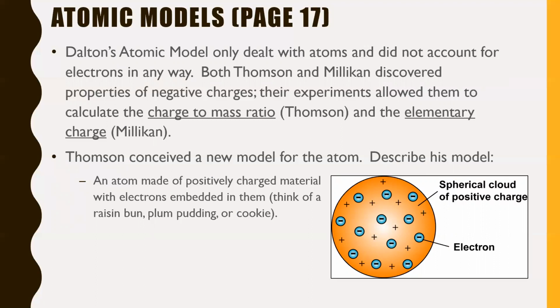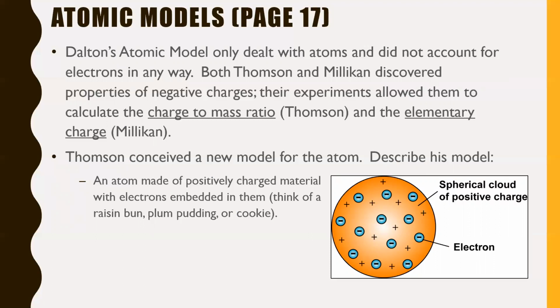We can start with Thomson's model. I know yesterday we started with Dalton's model, but Dalton's atomic model only dealt with atoms and didn't account for electrons in any way. It just thought of atoms as being one solid cohesive piece. Both Thomson and Millikan discovered properties of negative charges. Their experiments allowed them to calculate the charge to mass ratio, that was Thomson, and the elementary charge, which was Millikan. Now, Thomson conceived a new model for the atom.